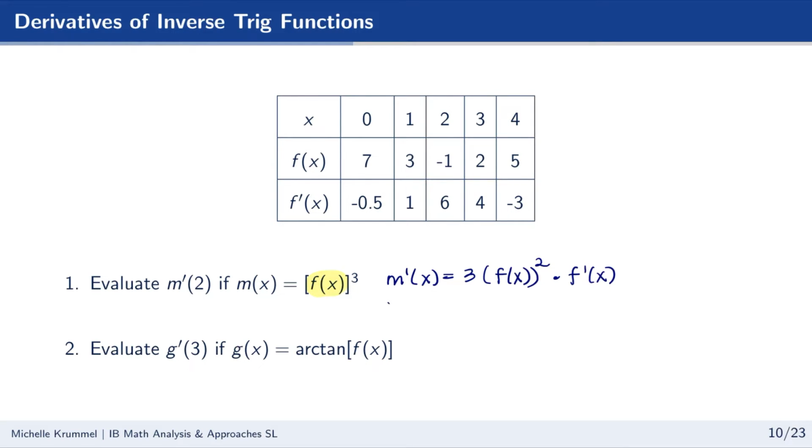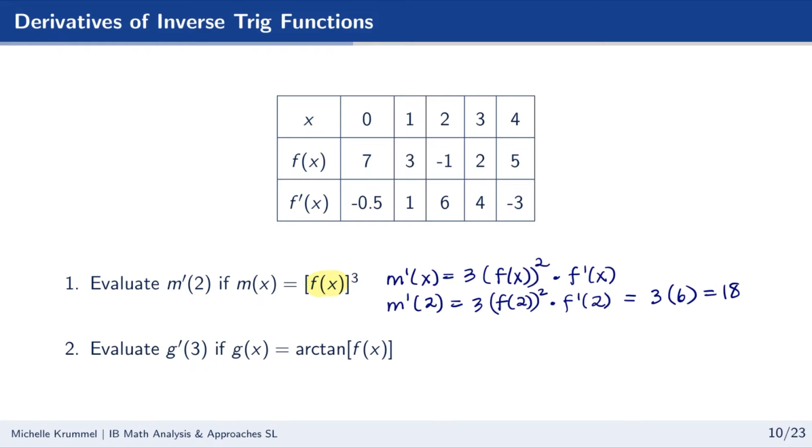So now we know m prime of x. To get m prime of 2, we simply substitute 2 in for x. So it would be 3 times f of 2 squared times f prime of 2. And we'll read those values from the table. F of 2 is -1. -1 squared is 1, times 3 is 3. F prime of 2 is 6. 3 times 6 is 18.